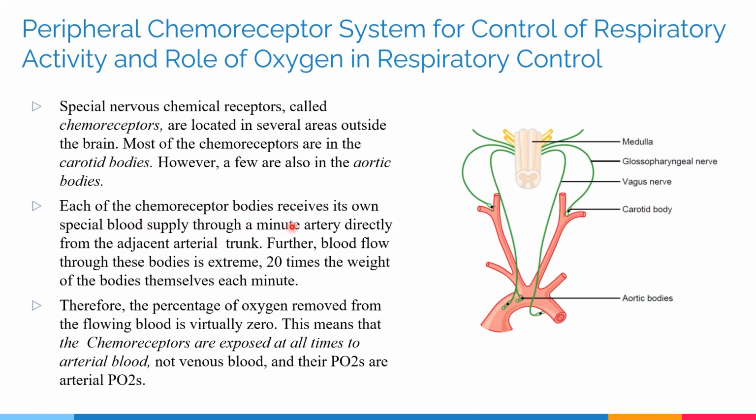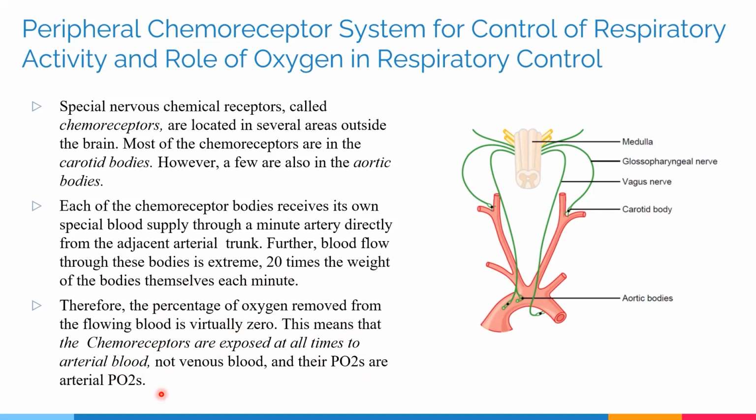Each of the chemoreceptor bodies receives its own special blood supply through a minute artery directly from the adjacent arterial trunk. Further, blood flow through these bodies is extreme, 20 times the weight of the bodies themselves each minute. Therefore, the percentage of oxygen removed from the flowing blood is virtually zero. This means that the chemoreceptors are exposed at all times to arterial blood and not venous blood, and their PO2s are the same as arterial PO2s.